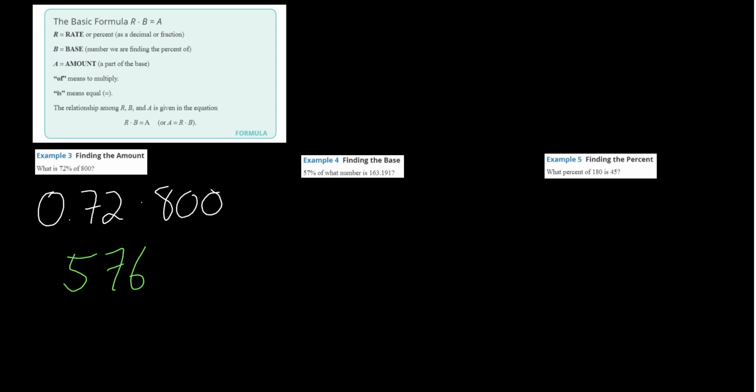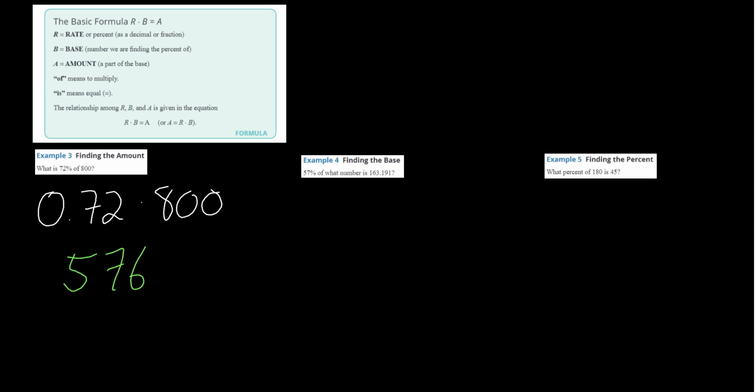Example 4 is worded slightly different, and you're going to have to be able to recognize this. It's saying 57% of what number is 163.191. So we're wanting to find what number 163.191 is 57% of. I guess this goes back to our rate, base, and amount stuff, and again, you can learn it that way as well. But since it's in a textbook, I'm going to go my way.